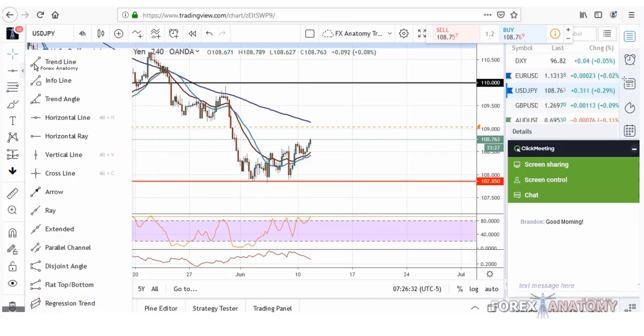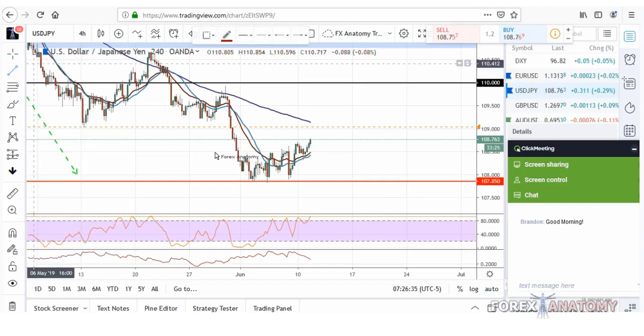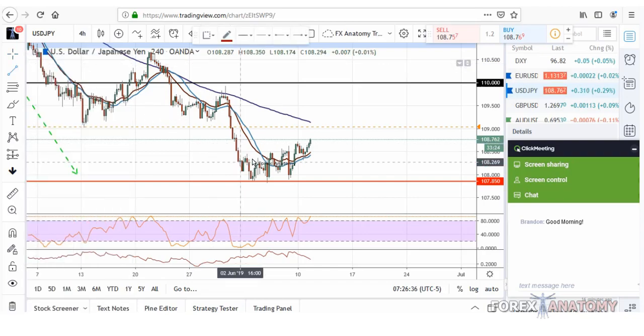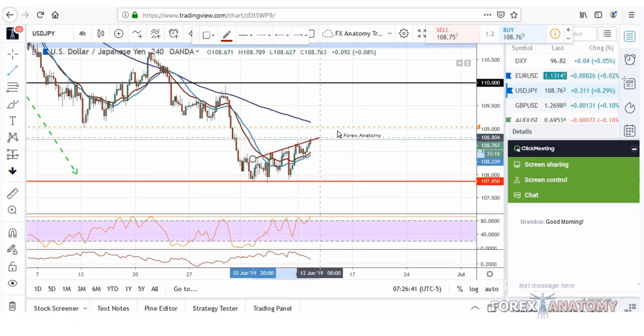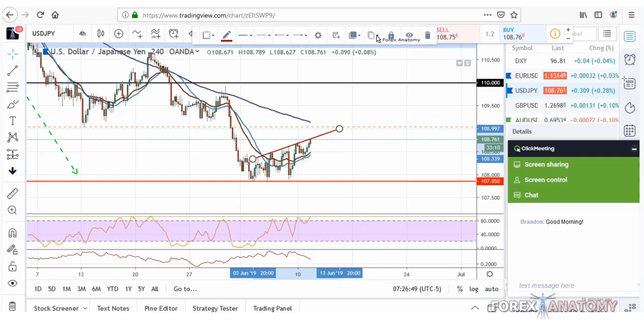Let me just draw it in for you. I'm just going to briefly draw this in for you guys. Then I'm just going to clone this line, and what we're going to do is drag this line to the bottom.